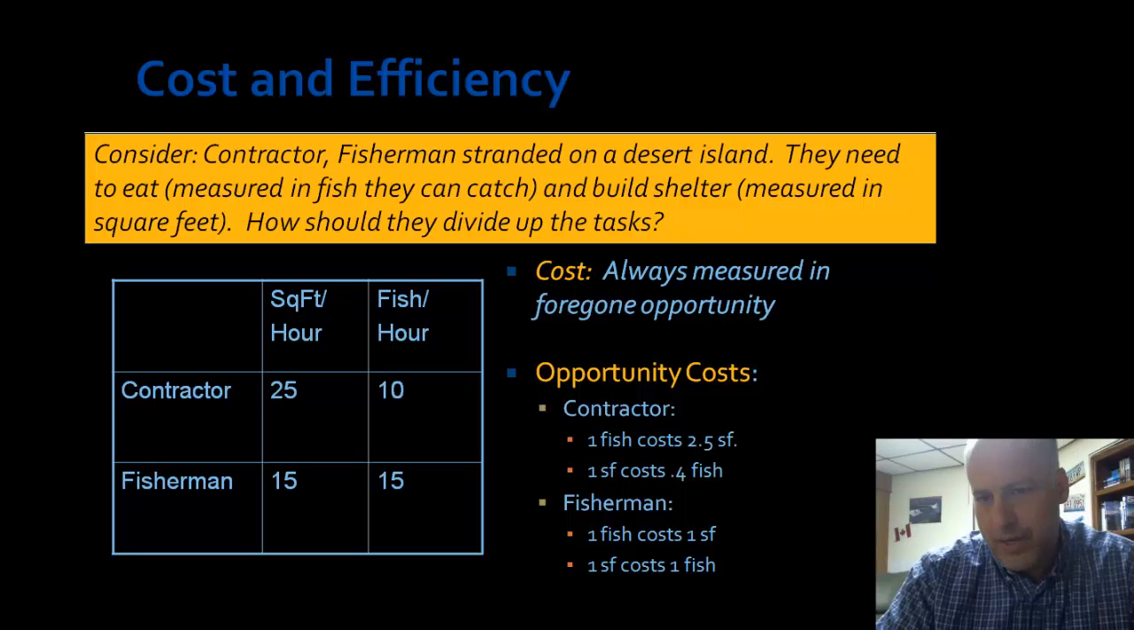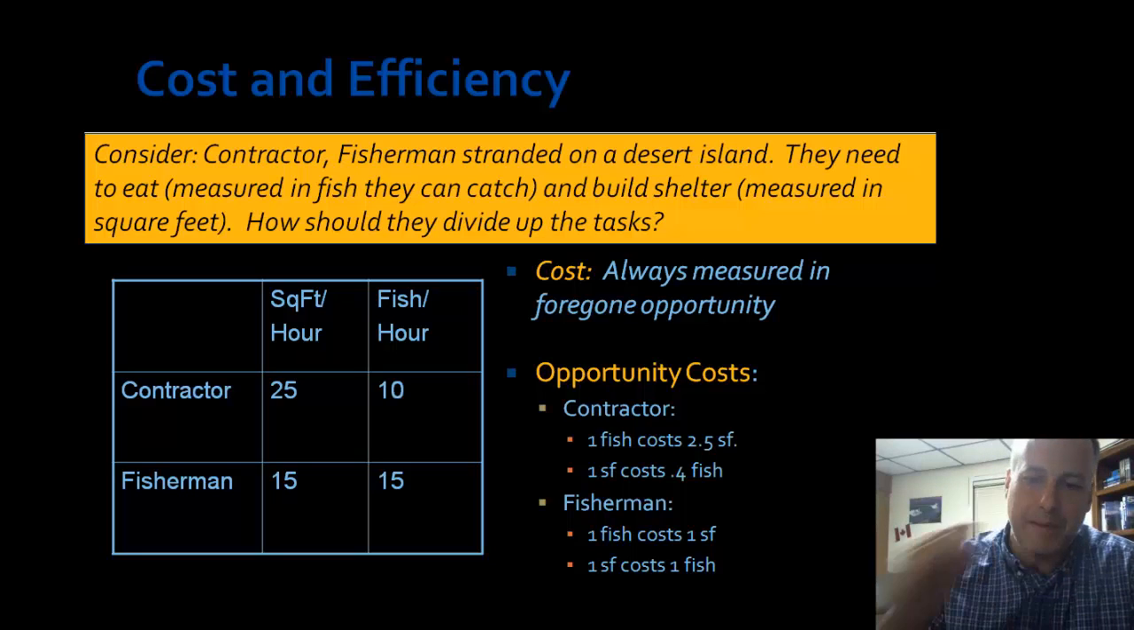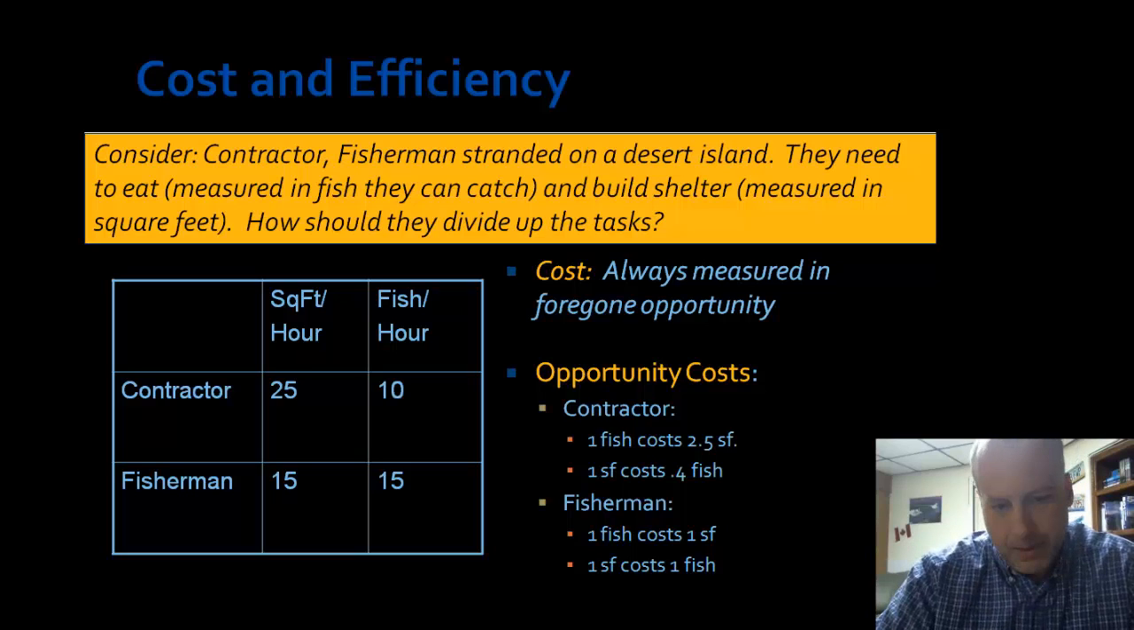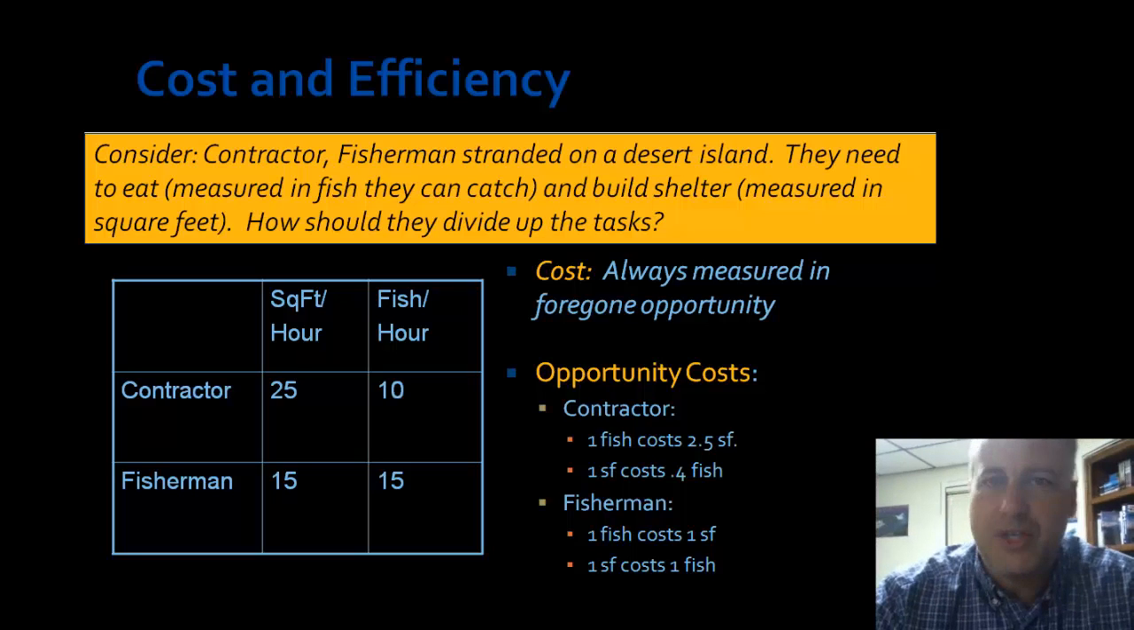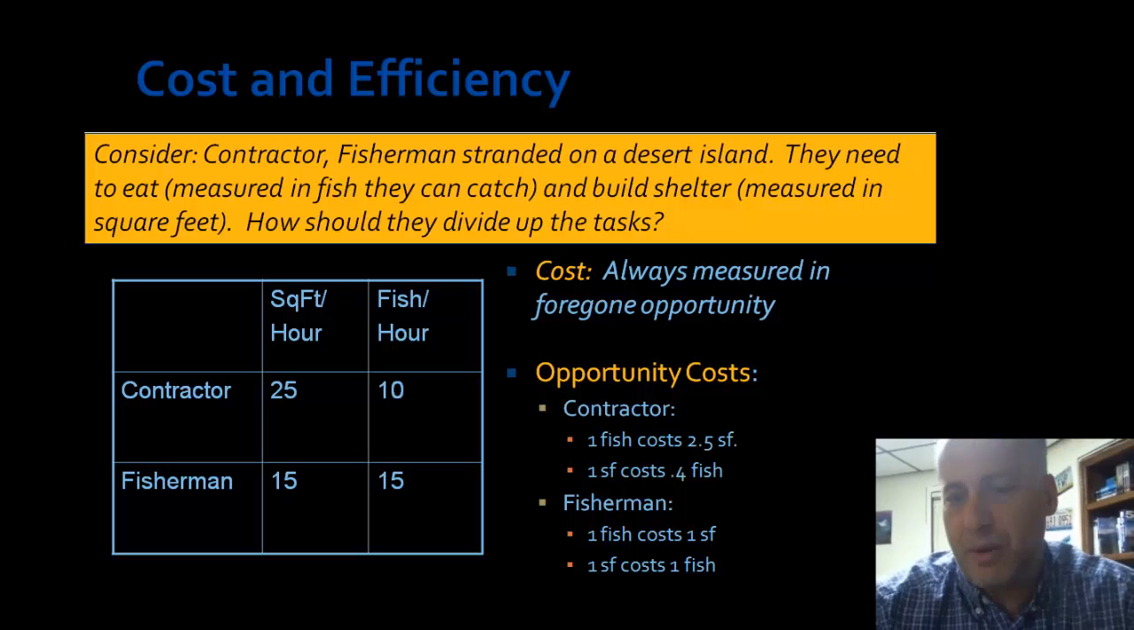And we note that cost is always measured in terms of a foregone opportunity. The contractor can build 25 square feet of the shelter per hour and catch 10 fish per hour. Meanwhile, the fisherman is not as fast a builder as a general contractor, can only build 15 square feet, but can catch fish at a more rapid rate, at 15 fish per hour.